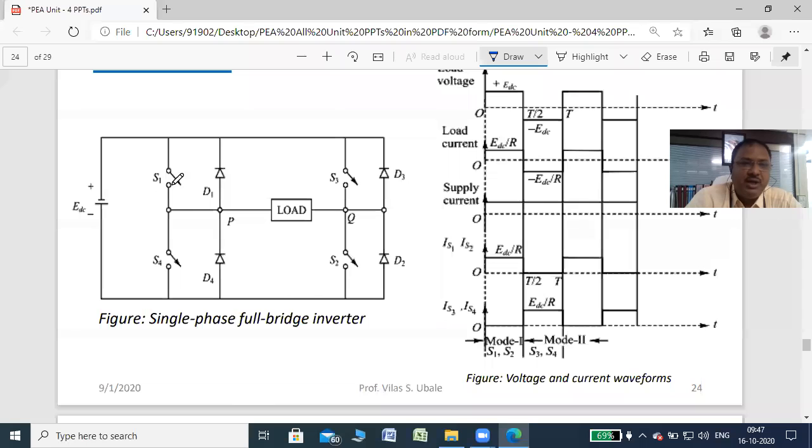So there are total four switches. This forms a bridge, S1, S2, S3, S4. So this forms a proper bridge, right? And you can have maybe a load, that is a resistive load, right?